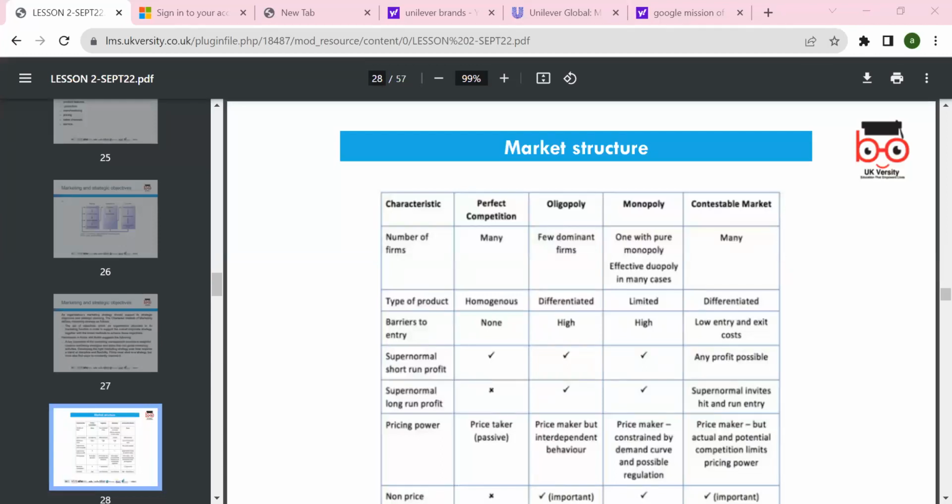In the market, like the cement companies we look at, a few are very dominant. They are not many, but a few are very dominant. So that's an oligopoly. Then monopoly is only one company offering the product, like our electricity companies, especially in Pakistan and in Asia, where there is more monopoly.